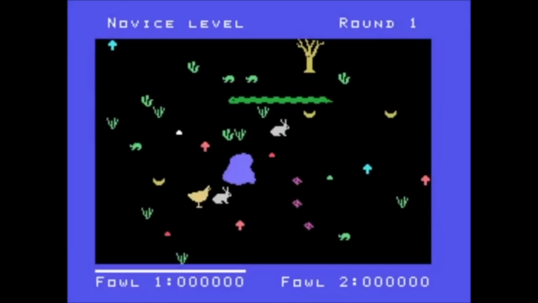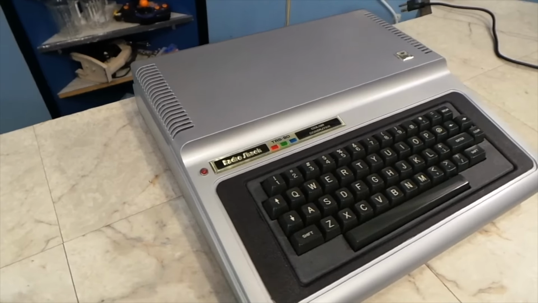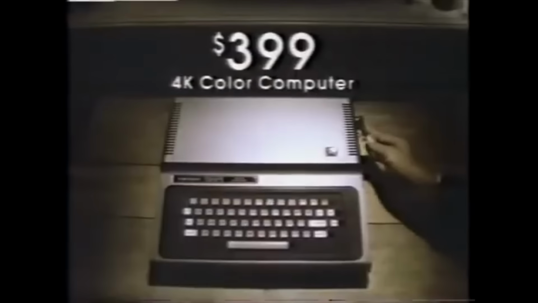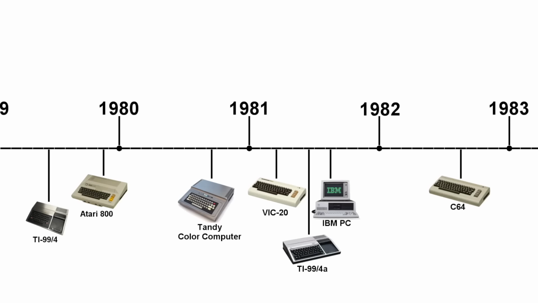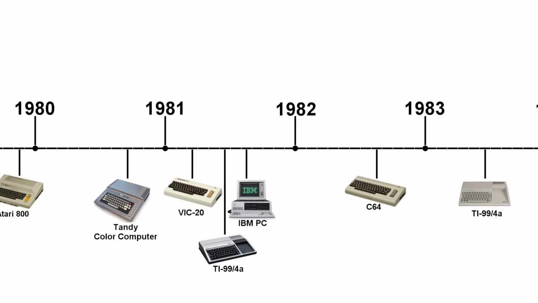The second problem TI had was the Atari 400 and Commodore VIC-20, and to some degree Radio Shack's Color Computer. They were just so much cheaper and more ubiquitous, and when the Commodore 64 launched in 1982, that was basically the death knell for Texas Instruments. However, they made one last-ditch effort to compete by launching a cost-reduced version of the computer in 1983.